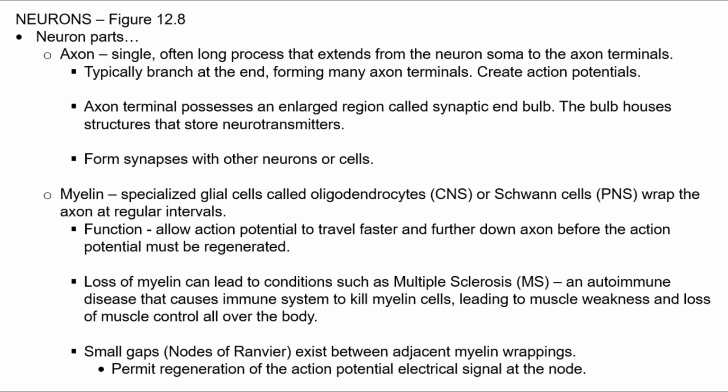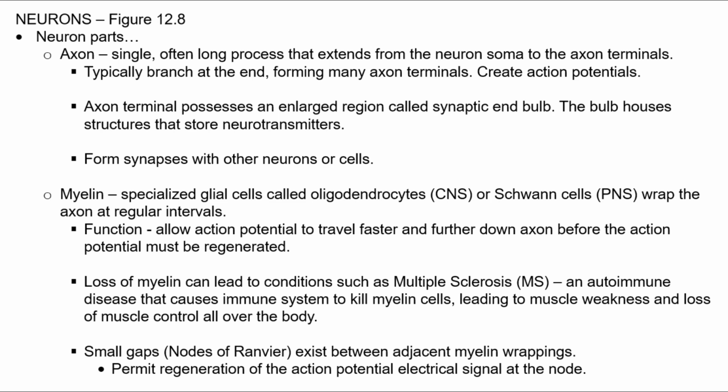In either division, myelin is a structure that wraps the axon at regular intervals and functions to allow the action potential to travel faster and further down the axon before the action potential must be regenerated. Loss of myelin can lead to conditions such as multiple sclerosis, which is an autoimmune disease where the immune system kills healthy myelin cells, which leads to muscle weakness and loss of muscle control all over the body because those neurons are unable to generate action potentials normally.